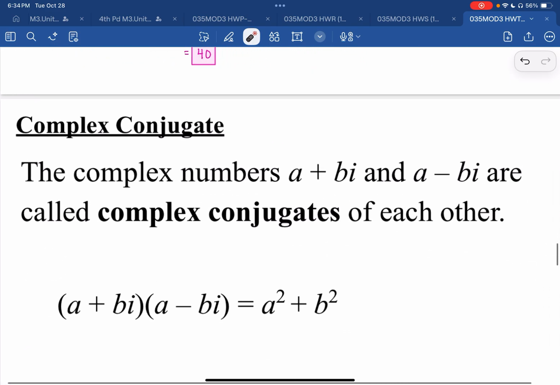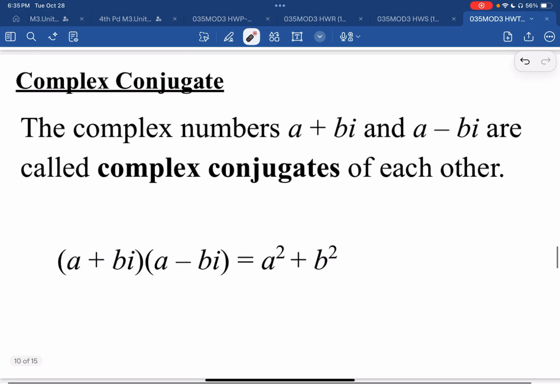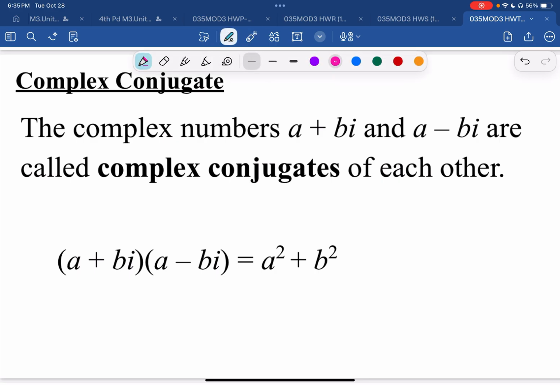And we talked about conjugates in the radical section. We're also going to use those here with the complex numbers. So complex numbers a plus bi and a minus bi are conjugates. They're called complex conjugates. And so what happens when you multiply those out is that middle term is going to cancel out. And so a plus bi times a minus bi is going to be equal to a squared plus b squared, which is what happened in that last example.